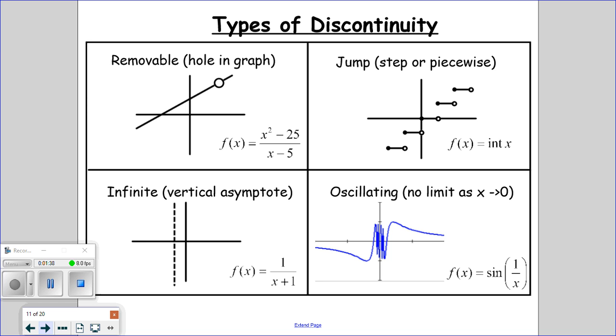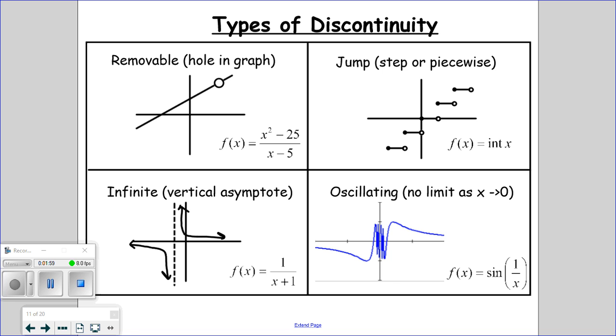We have a removable discontinuity, which is a hole in our graph. That comes from something simplifying out of our rational expression. We have a jump discontinuity, comes from either a step, which would be like our greatest integer function, or a piecewise. We have an infinite discontinuity, which comes from a vertical asymptote, would look something like this.